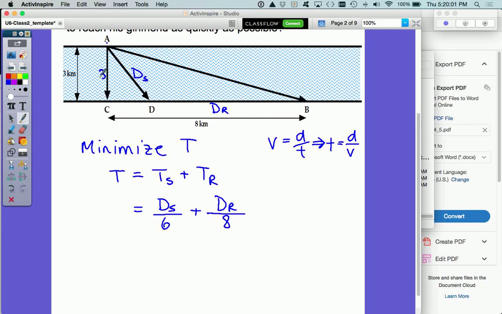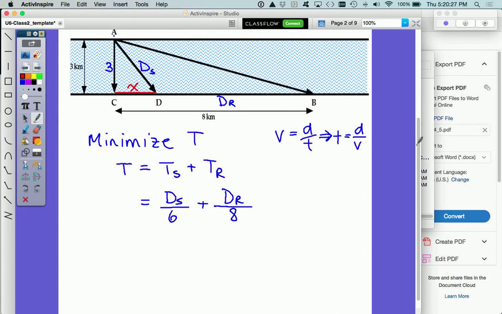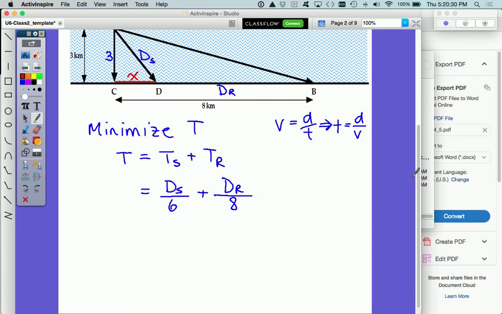So the first thing I notice is that if that's a 3 and that's a ds, that looks very much like something Pythagorean. And so what we might want to do is say, well, let's consider the third side of this triangle over to here. And let's call this, I don't know, x. So now I could relate the distance swimming to x. The distance swimming would be the square root of 3 squared plus x squared. So this now becomes the square root of 3 squared plus x squared over 6.